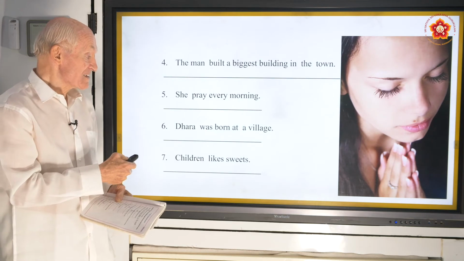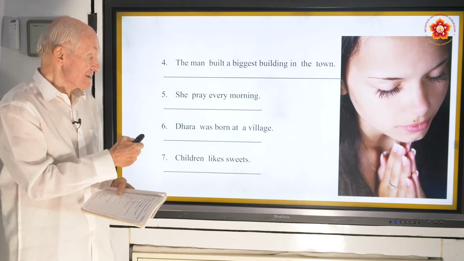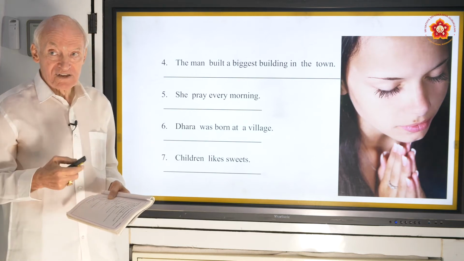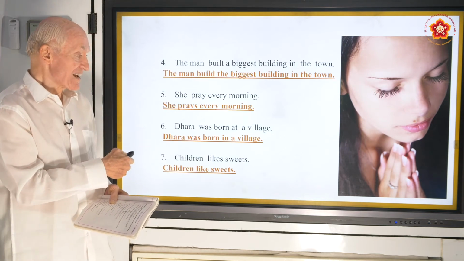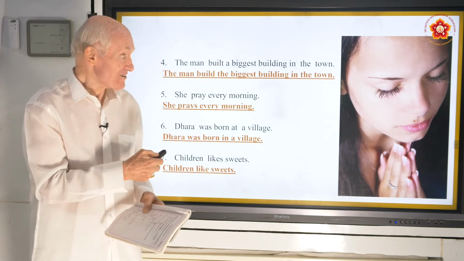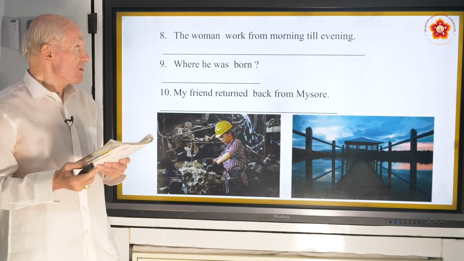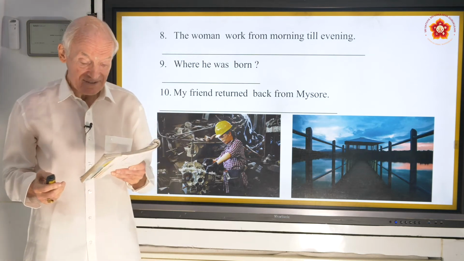Children likes sweets. No, you see, a child likes sweets, okay? But children is plural, so we have to go children like. Let's see. Children like sweets. Correct. Let's go ahead.